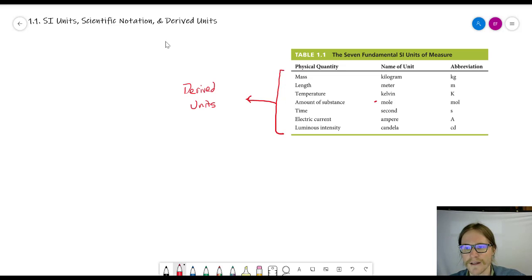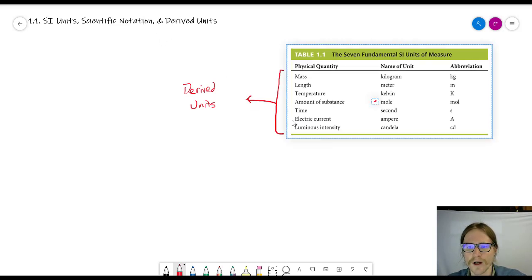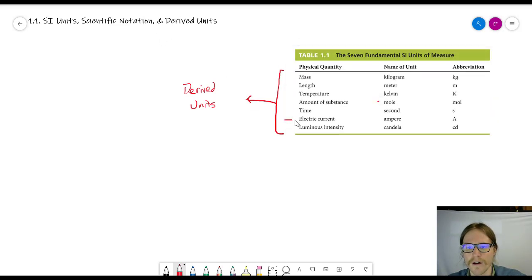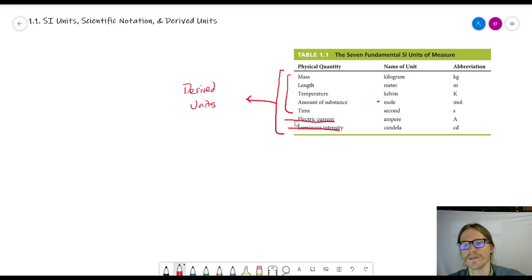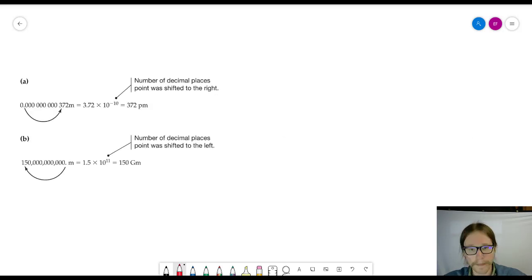In this class, we won't really talk about electric current at all or luminous intensity. And so the vast majority of this class will deal with quantities of mass, length, temperature, amount, and time. That's not to say that these won't be used in other chemistry classes. They certainly will, but for Chem 107, we'll be relegated mostly to these 5.